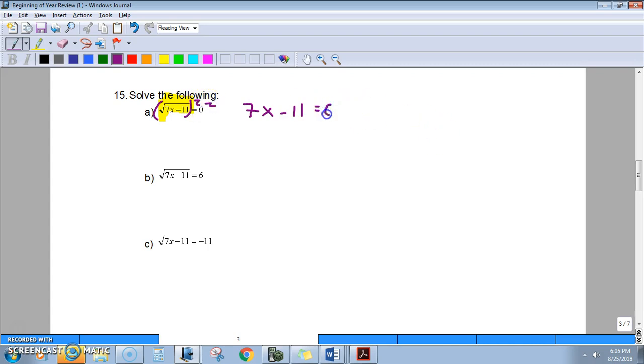But that's just 0. And then finish solving. I'm going to add 11 to both sides, and that becomes positive 11. Then I'm going to divide both sides by 7.